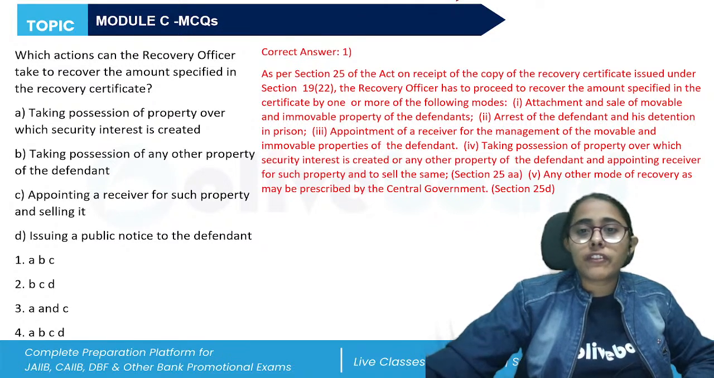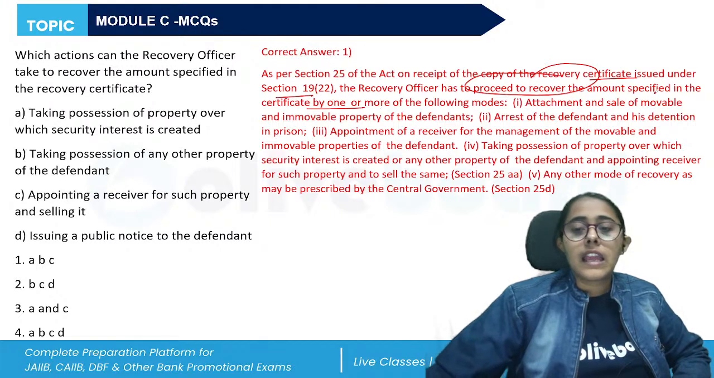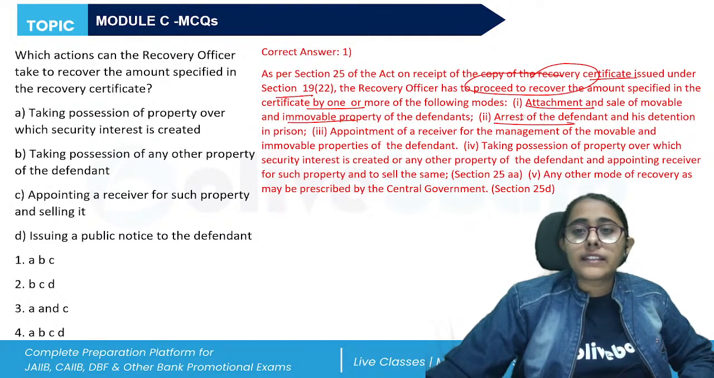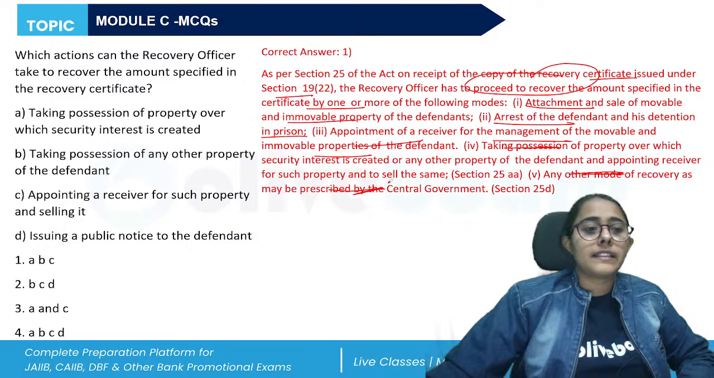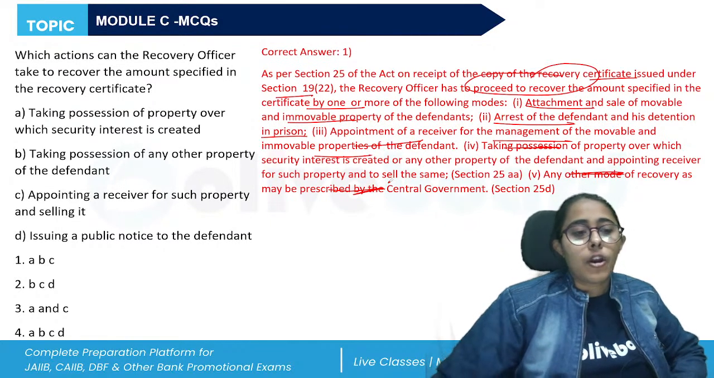As per section 25 of the Act, on receipt of the copy of the recovery certificate issued under section 19(22), the officer has to proceed to recover the amount that is specified in the certificate. They can either do so by attachment and sale of movable and immovable property, by the arrest of the defendant and his detention in prison, by the appointment of the receiver for the management of the movable and immovable properties, taking possession of the property over which the security interest was created, or any other mode of recovery that is prescribed by the central government. Alright, so the correct answer is option A.